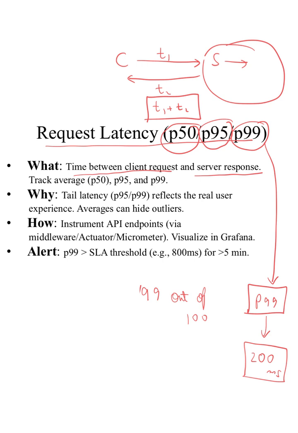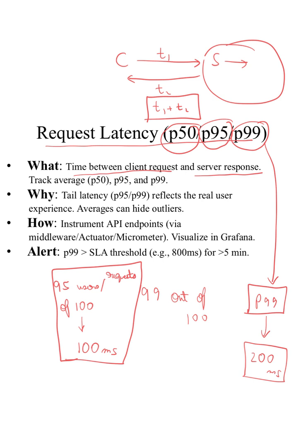Average is not good. You should not measure average. Average will not give you the right picture. P99 means the maximum number of users are facing this latency or better. Similarly, P95 means 95 requests out of 100 have latency of, let's say, 100 milliseconds. This is P95, which also means that 5 requests are taking more than 100 milliseconds, right?